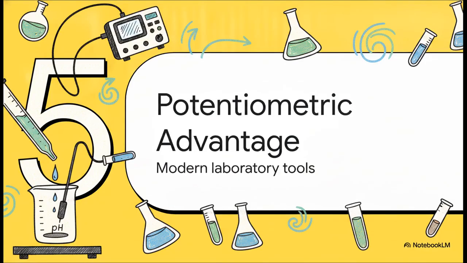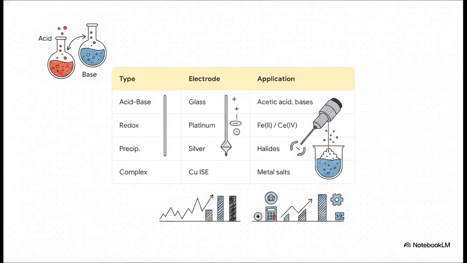Finally, Section 5, the potentiometric advantage, focusing on modern laboratory tools. To really bring this all together, we have to play matchmaker. We need to pair specific indicator electrodes to their corresponding reaction type. A glass electrode is going to pair with acid-base for your pH changes. A noble platinum electrode is what you want to measure electron potentials in redox, since it won't react itself.